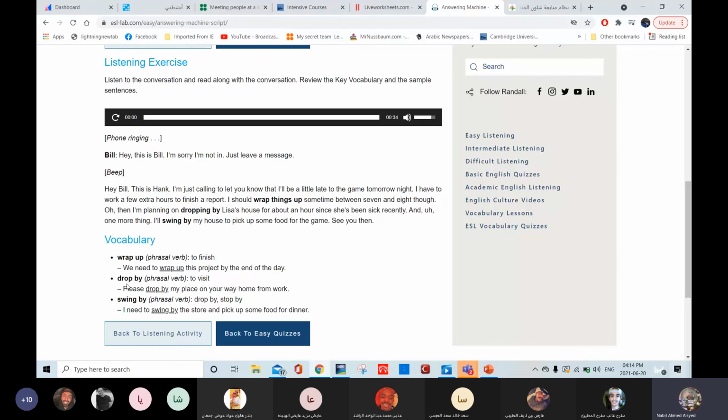Drop by. We said drop by is the same as come over, which we mentioned a while ago. Come over means visit. So drop by means visit. Please drop by my place on your way home from work. Swing by also means drop by or stop by. It means to stop for a visit. I need to swing by the store and pick up some food for dinner. Swing by means drop by, stop by, the same meaning. Okay?